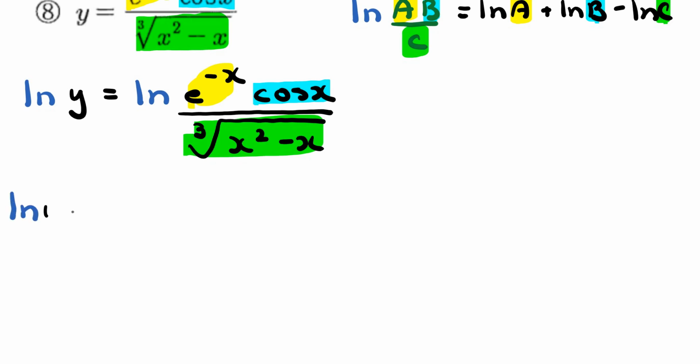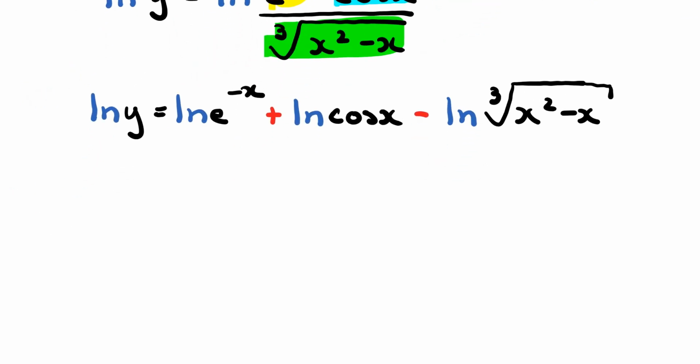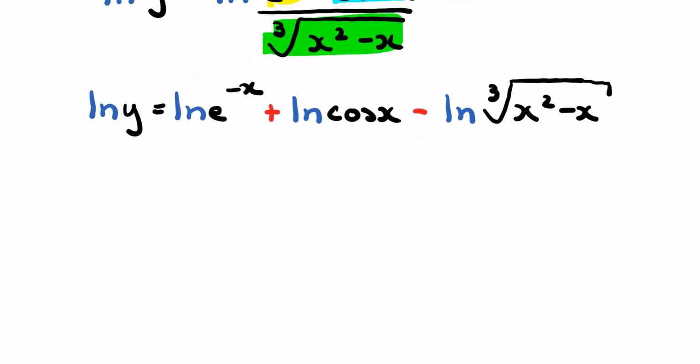If I want to apply the logarithmic properties here, I'll try my best to write this carefully. I would have ln of e to the power of negative x plus ln of cos x, and then subtracting the ln of the cube root of x squared minus x. There you go. We quickly applied the logarithmic properties, and what I'll do next is continue to simplify this as much as possible. I'm not taking the derivative just yet. That's very important for students to understand. I'm not taking the derivative. I'm going to continue using logarithmic properties.